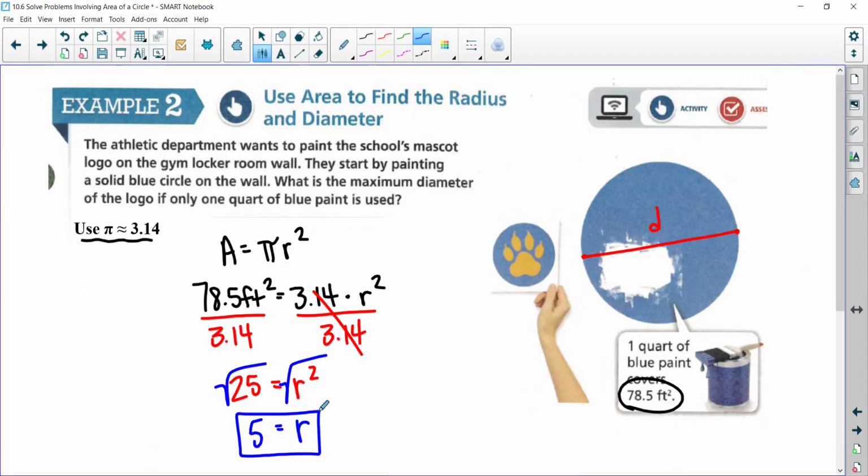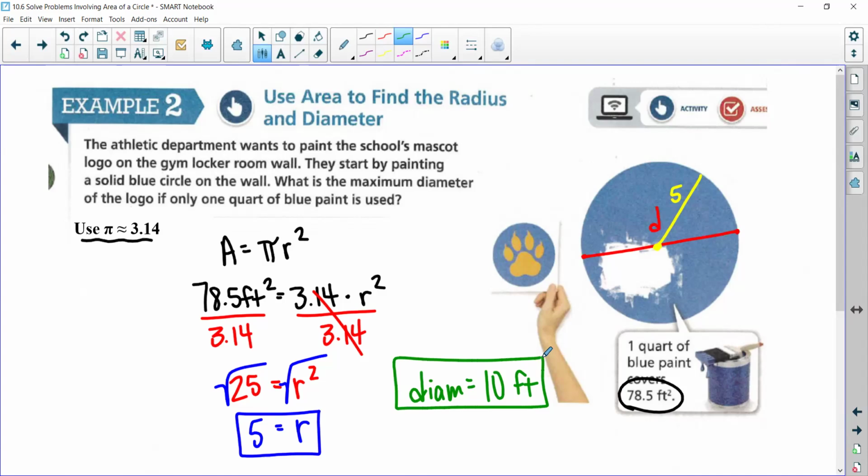The question didn't technically ask us for the radius. It says, what is the maximum diameter of the logo? So if our radius, we could draw this in here, our radius is 5. How do we figure out the diameter? Well, we just double it, multiply it by 2. So our diameter is going to be equal to 10 feet. So we used a given area to find the radius, and then using the radius, we found out what the diameter was.